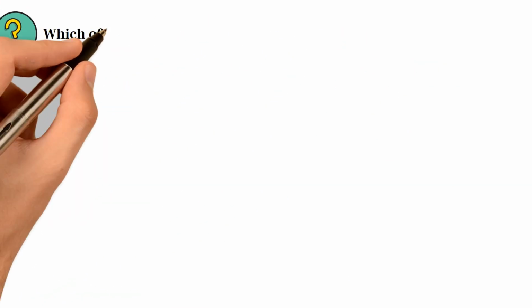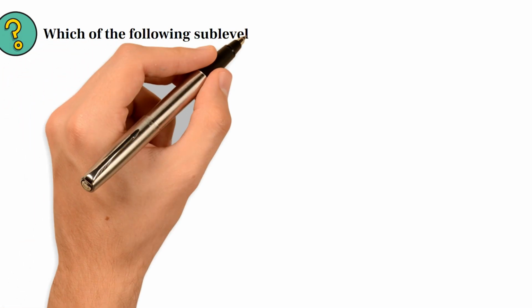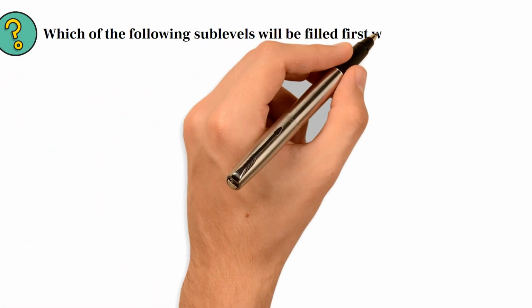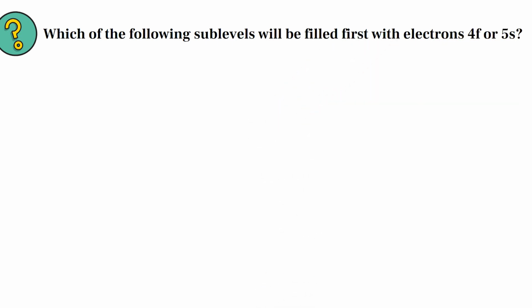Which of the following sublevels will be filled first with electrons, 4f or 5s? The solution of this question is to determine which of these two sublevels has the lower energy in order to be filled with electrons first.